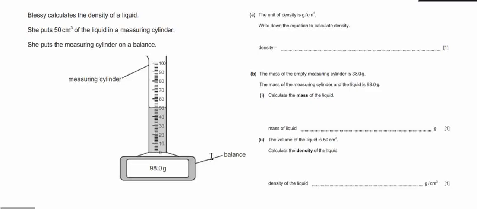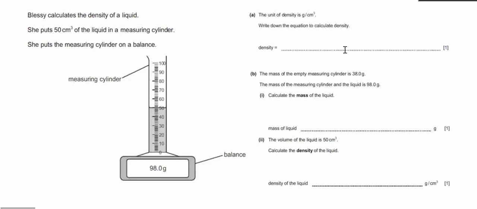Next, now in question 13, Blessy calculates the density of a liquid. She puts 50 cubic centimeters of the liquid in a measuring cylinder. She puts the measuring cylinder on a balance. And question A, the unit of density is gram per cubic centimeter. Write down the equation to calculate density.